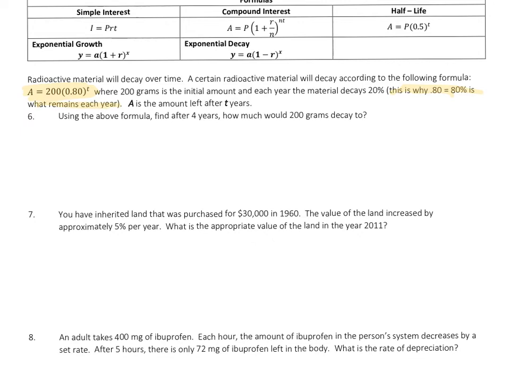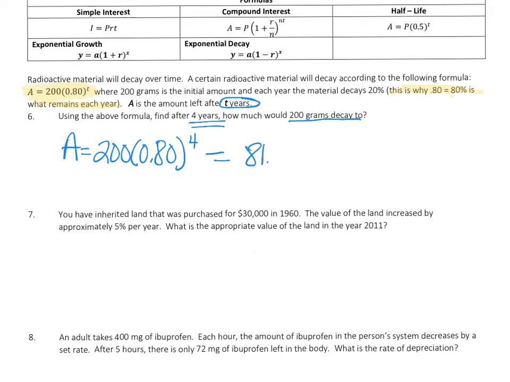So it says, using the formula above, find after T years how much will be left in the 200 gram sample. Well, they're telling me T is 4 years. So that means in my formula, they give me all the numbers except I need to plug in 4 for T. And when I do that, and I type it in my calculator, I will get that 81.92 grams of the sample will be left after 4 years.